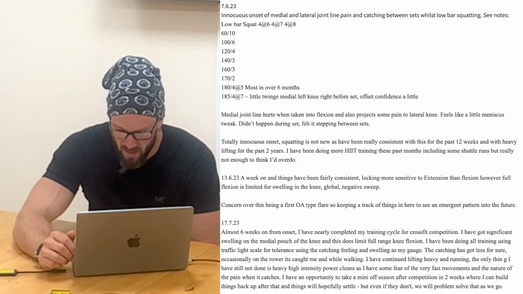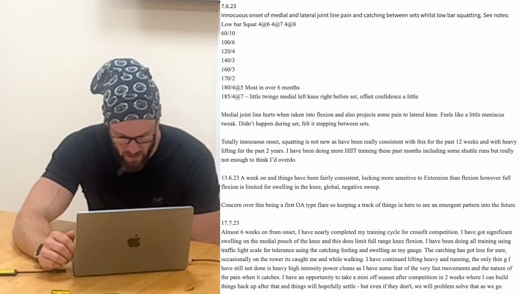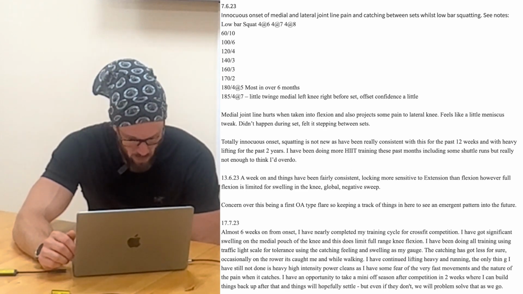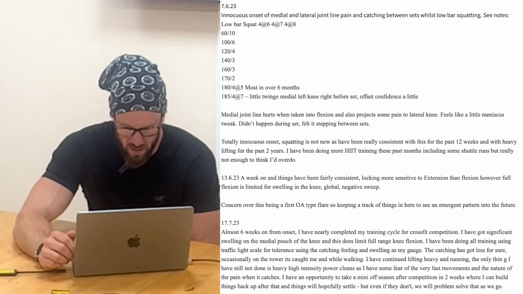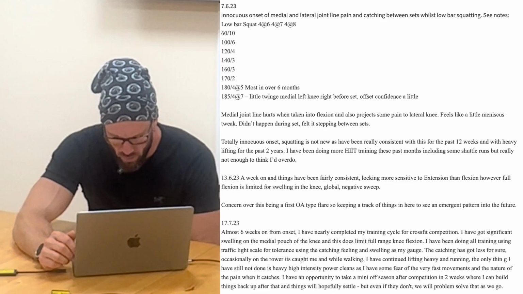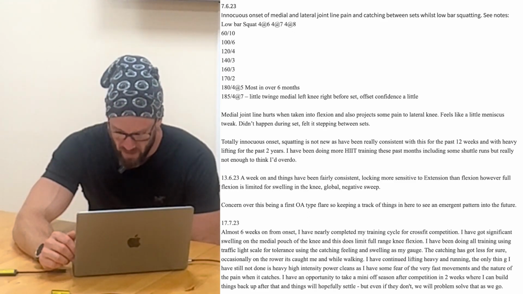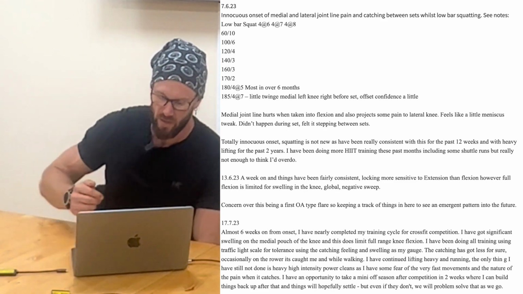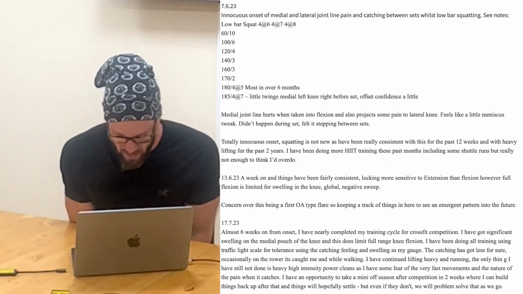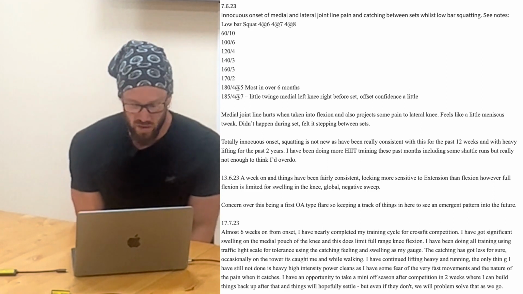Okay, going on, totally innocuous onset. Squatting is not new for me, as I've been really consistent with this for the past 12 weeks and with heavy lifting for the past 2 years. I've been doing a bit more high intensity interval training these past months, including running, but not enough that I think I would overdo it. Okay, moving on, a week later. Things have been fairly consistent. Locking is more sensitive to extension of my knee than flexing it. However, flexion is limited for swelling in the knee.